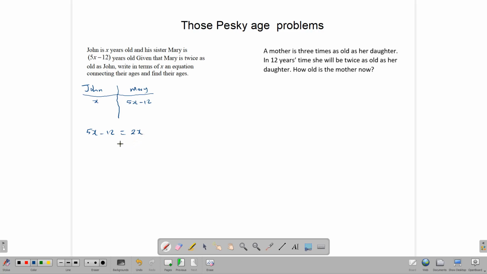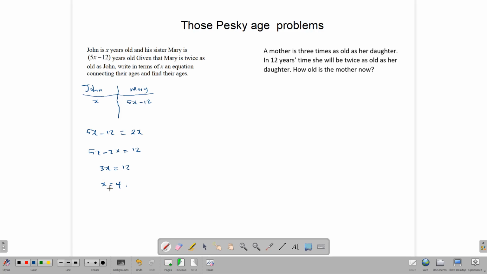And what we have here is a simple equation that we can solve. So let's rearrange the equation to have the x's on one side. Now we have 5x take away 2x is equal to 12, which means 3x is equal to 12, which means that x is equal to 4.